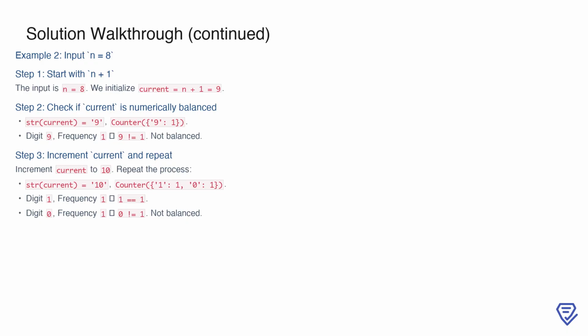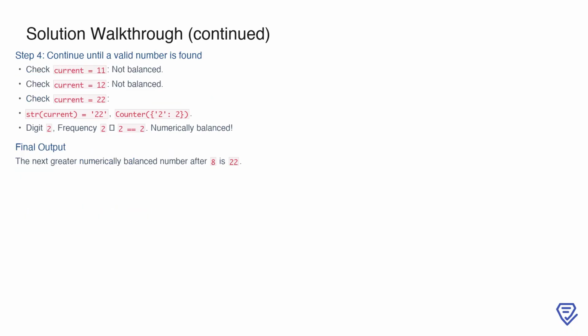For current equals 10, the string representation is "10", and the frequency count is 1: 1, 0: 1. The digit 1 has a frequency of 1, which satisfies the condition, but the digit 0 has a frequency of 1, which does not match. Thus, 10 is not numerically balanced either. Continuing the process, we check the next values of current. For current equals 11 and 12, neither is numerically balanced because the frequencies of their digits do not match the digits themselves.